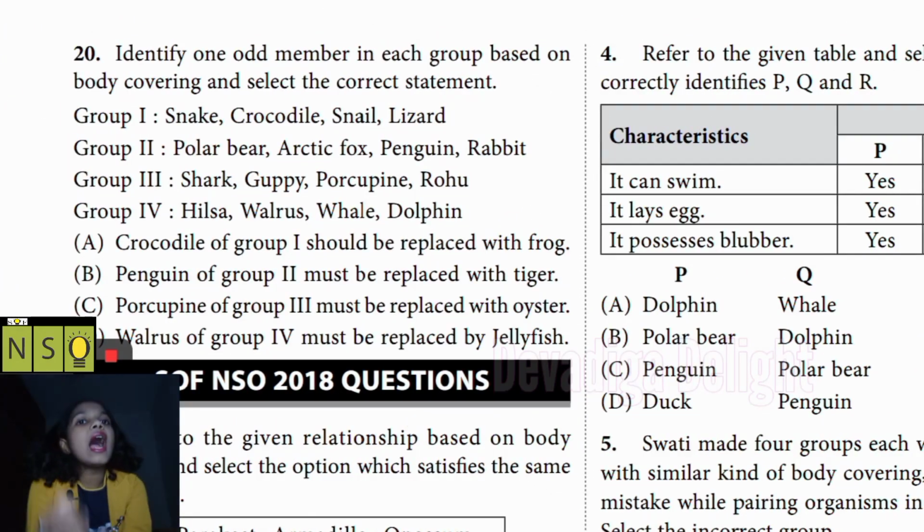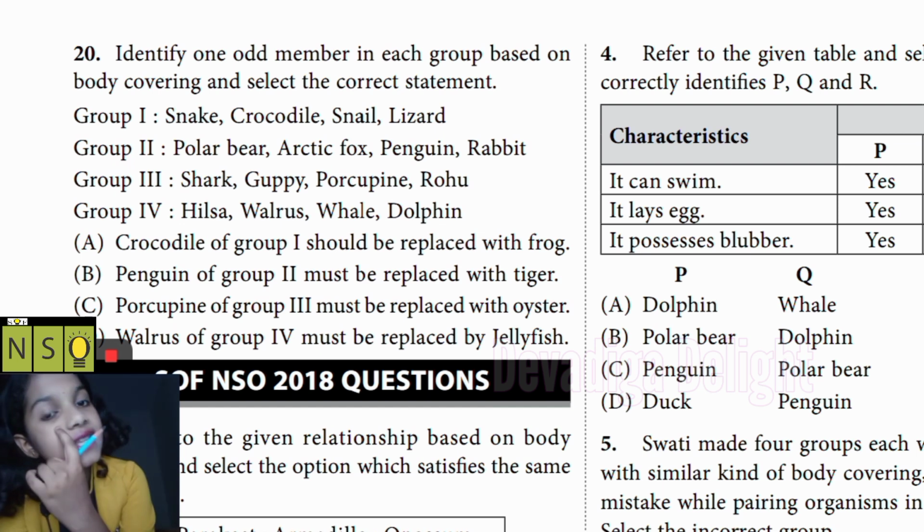Yes. Identify the odd member in each group based on the body covering and select the correct statement. Group 1, snake, crocodile, snail, lizard. Group 2, polar bear, arctic fox, penguin, rabbit. Group 3, shark, guppy, porcupine, rohu. Group 4, hilsa, walrus, whale and dolphin.